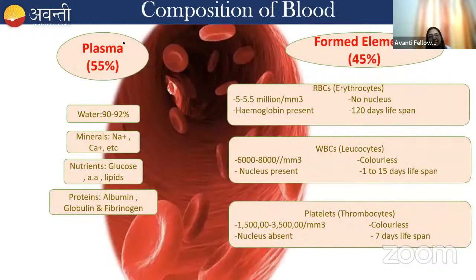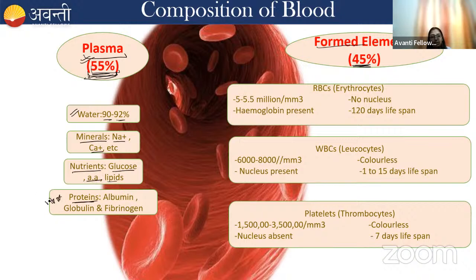Moving next to the components of blood. One is plasma, which constitutes 55%, and formed elements, which constitute 45%. So plasma constitutes the major portion of the blood, that is 55%. The components of plasma are water, which is 90 to 92%, minerals like sodium, calcium, chlorine, potassium, etc., and nutrients like glucose, amino acids, lipids, and proteins.